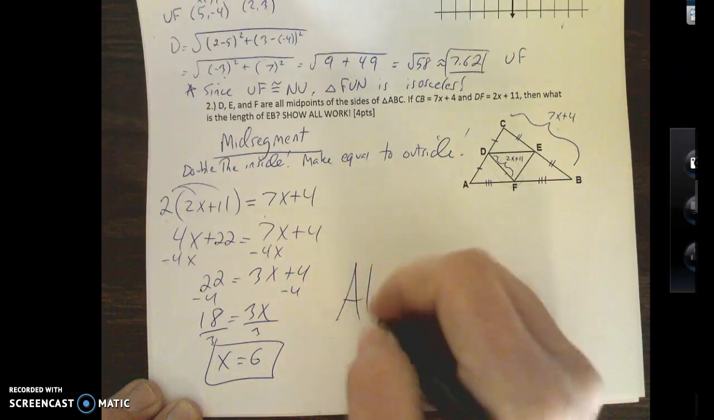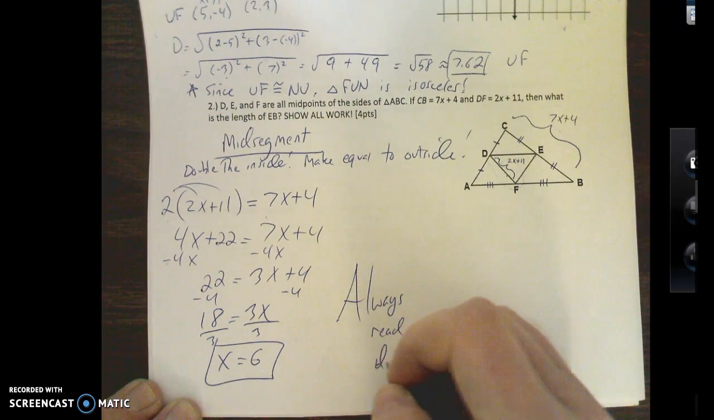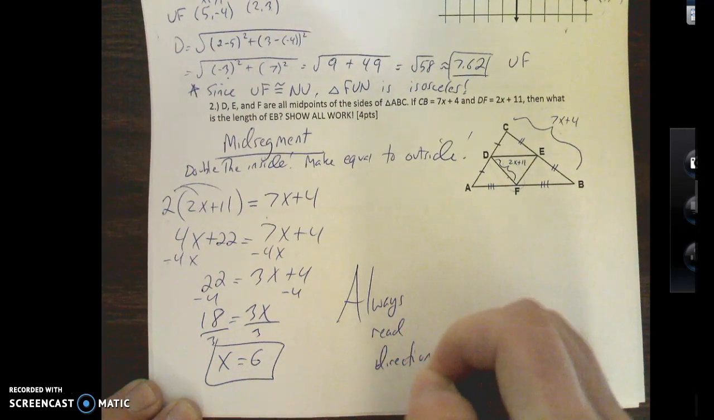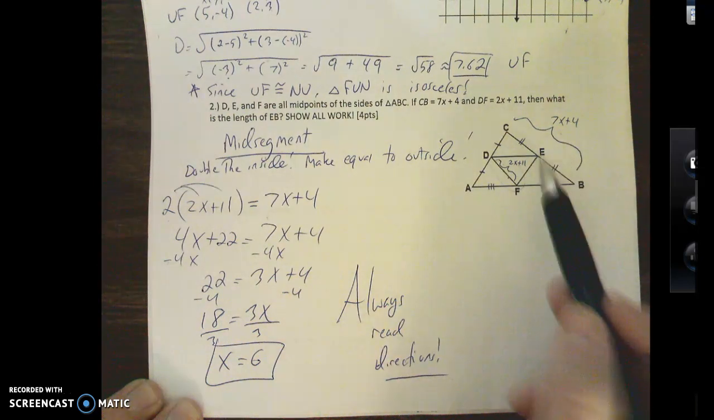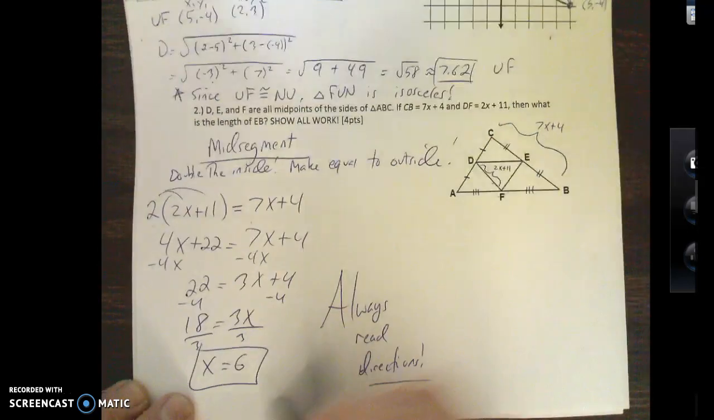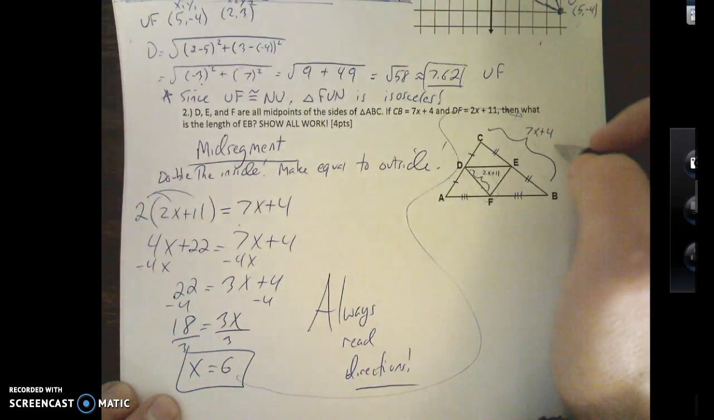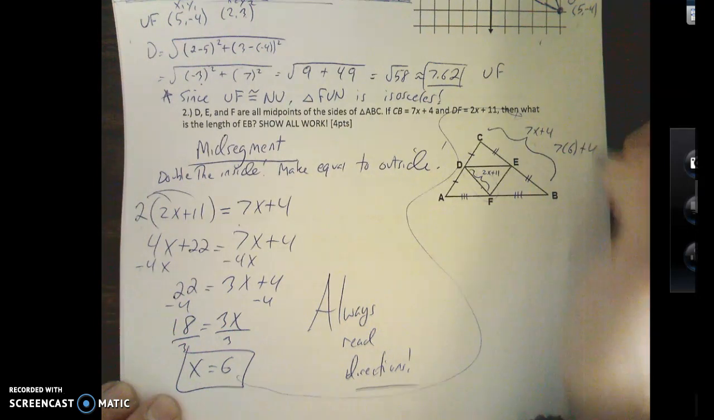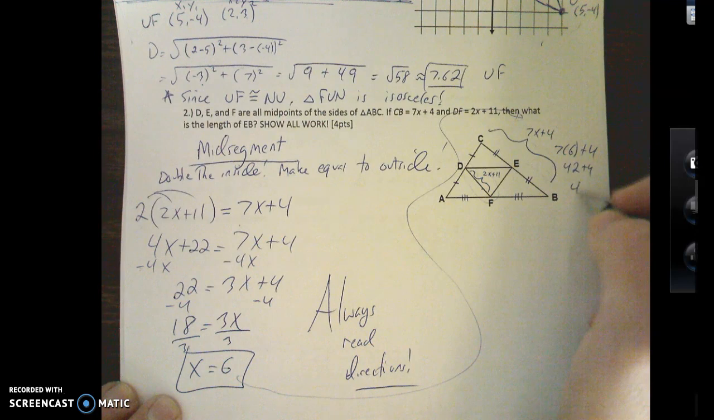Okay, so always read directions, because they're asking us to find the length of EB. Oh no, EB's over here. Okay, well, take 6. I'm going to plug this back in. Okay, so I'm doing 7 times 6 plus 4. That's 42 plus 4, so 46.